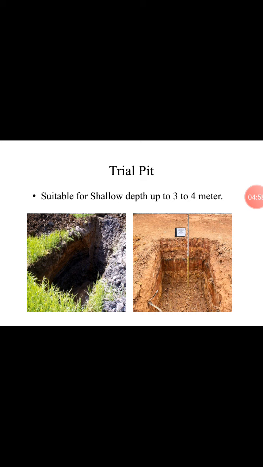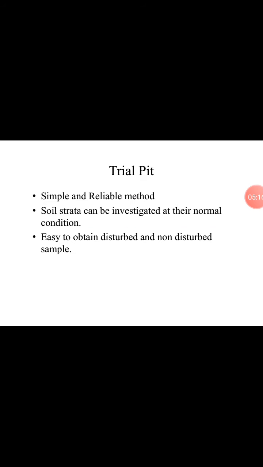In a figure, you can see an excavation up to 3 to 4 meters, and different layers are seen, like sandy soil, black cotton soil or rocky soil. So different layers of the soil are seen in a trial pit. This is a simple and reliable method, and the cost of this method is very low because only simple excavation is required. The soil strata can be investigated in normal condition, and it is easy to obtain disturbed and non-disturbed samples.